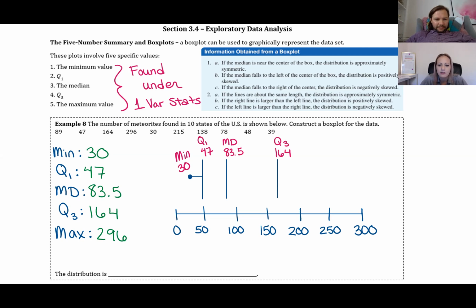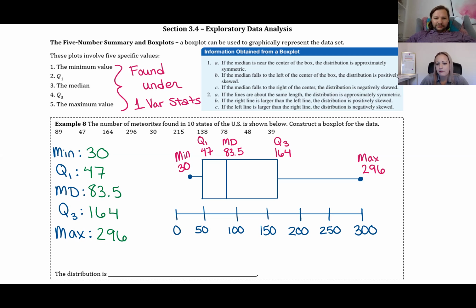The quartiles, they're all going to form the box part. So at this point, you can go ahead and connect all of those nicely, and you see that you now have a box in the middle. And then the maximum is going to be another point or dot. So go make a dot at 296, and then you'll connect that to Q3, and that'll give you your other whisker. So now we have our box and whisker plot.